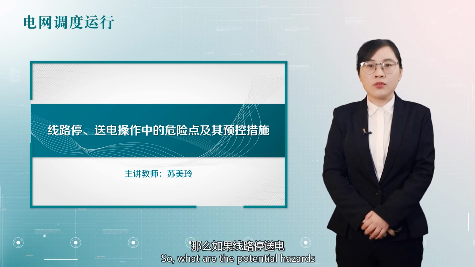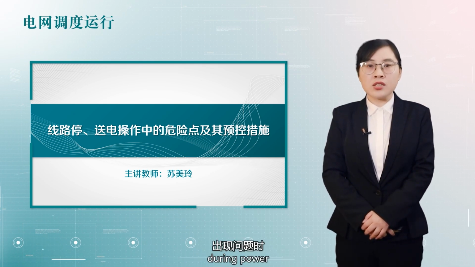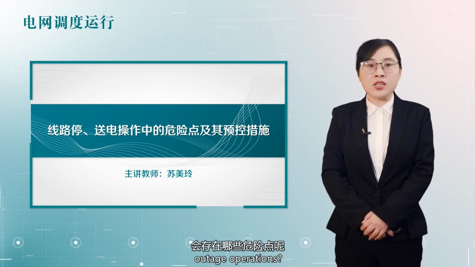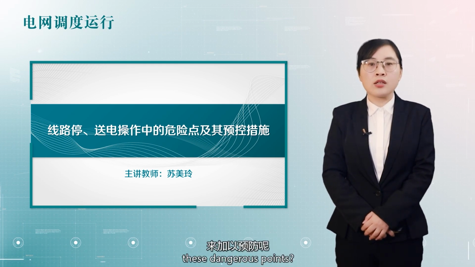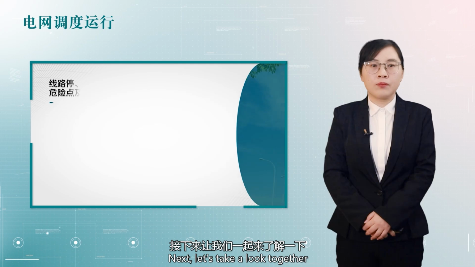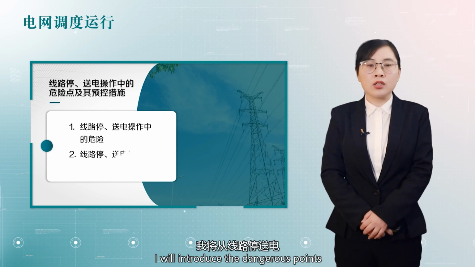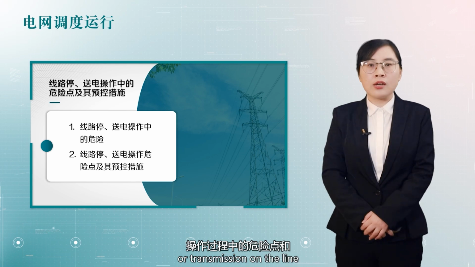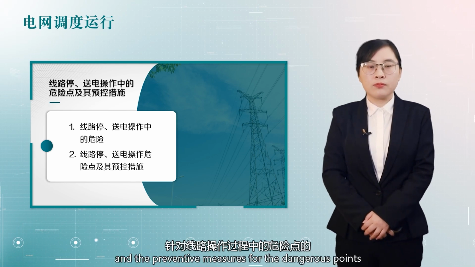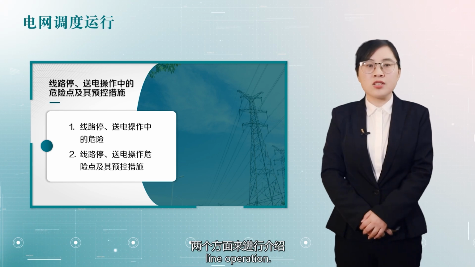So, what are the potential hazards when problems occur during power outage operations? What measures can we take to prevent those dangerous points? Next, let's take a look together. I will introduce the dangerous points in the process of power outage or transmission on the line and the preventive measures for the dangerous points in the process of line operation.